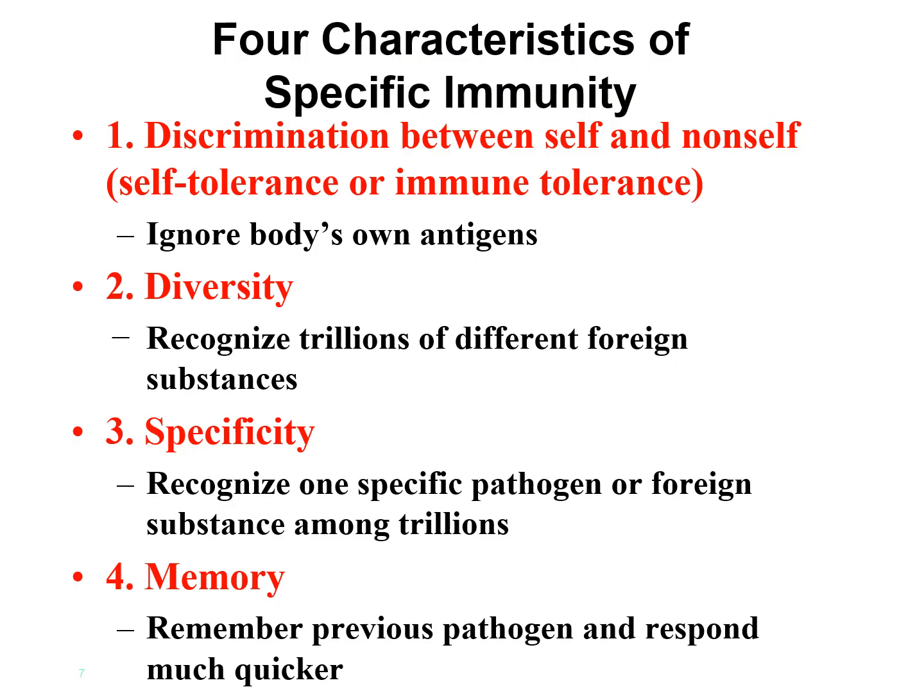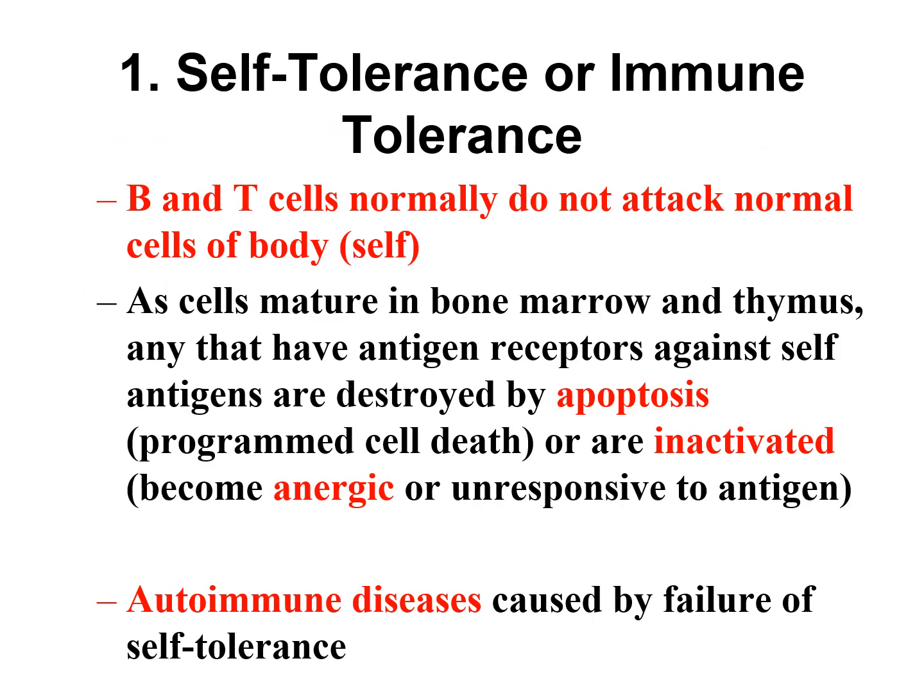So there's 4 different characteristics of the specific immune response. You don't need to memorize this list, but just understand what's going on. So the first one is self-tolerance or immune tolerance. So we don't want our B and T lymphocytes attacking our body parts. That would be really bad, and that is what happens in an autoimmune disease.